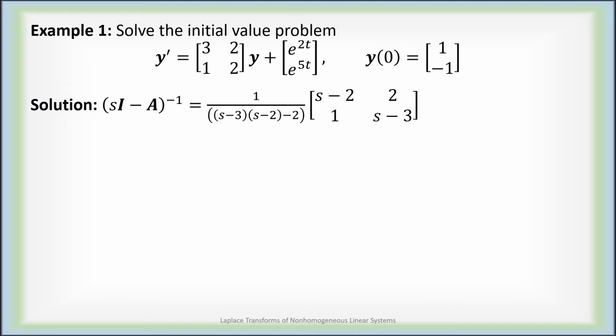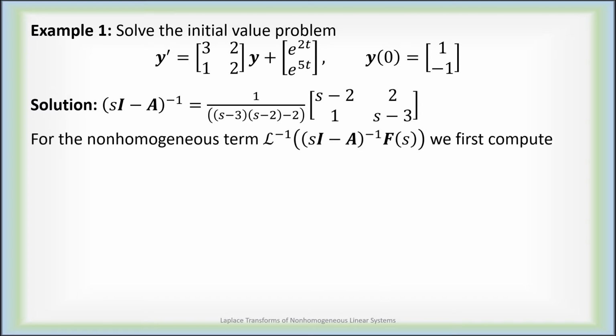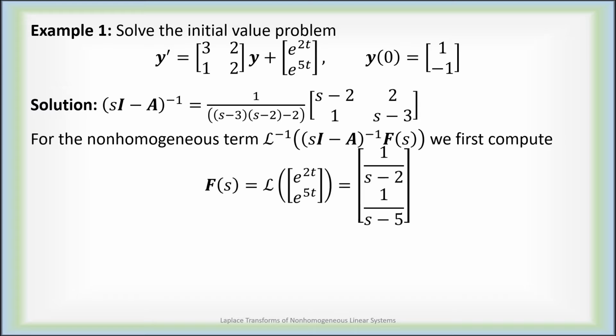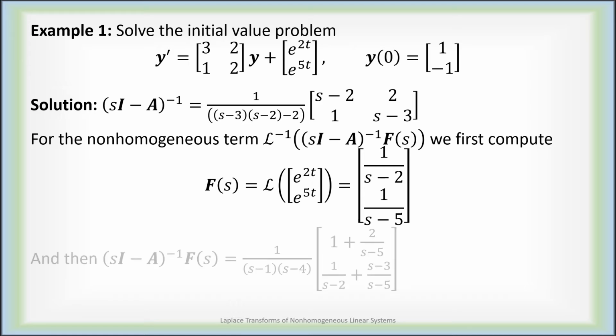But take a step back. Before we distributed that denominator in and applied partial fraction decomposition, here was the resolvent matrix. Because the non-homogeneous term involves multiplying by this capital F of s before taking the inverse Laplace transform, all of that partial fraction decomposition work that we did isn't actually useful for this term. So first, let's compute capital F of s. It's just the Laplace transform of the forcing function. Easy enough. 1 over s minus 2, 1 over s minus 5.